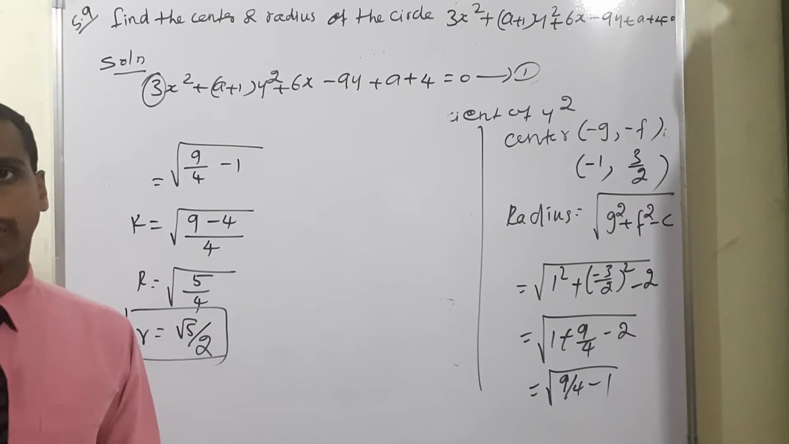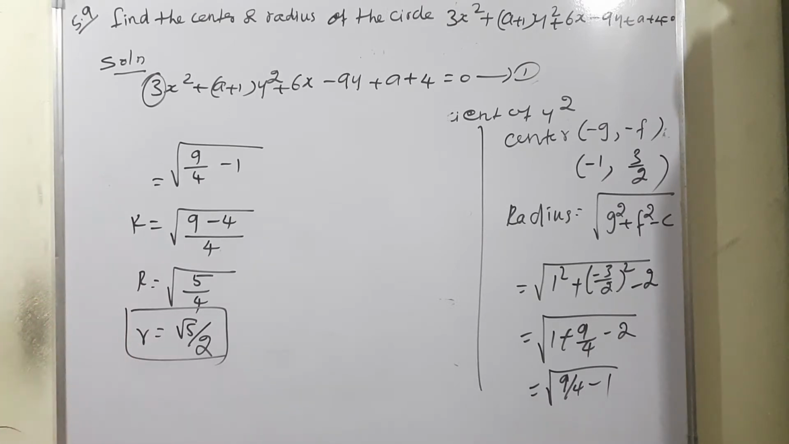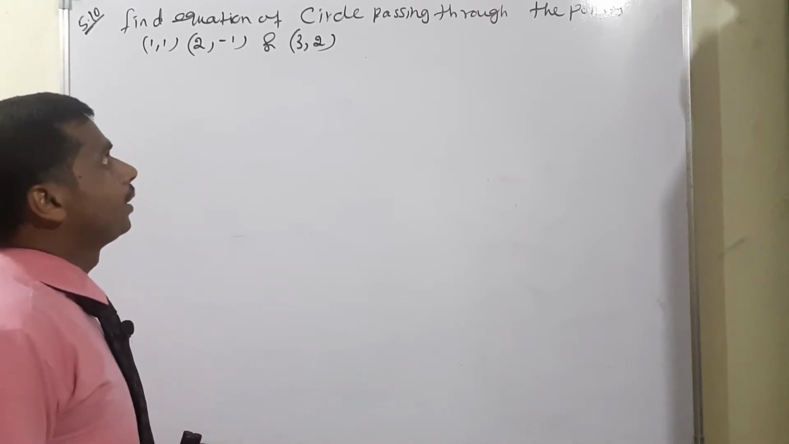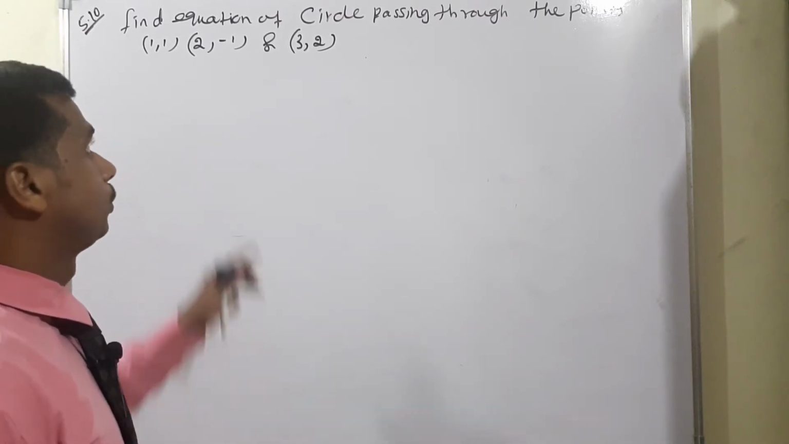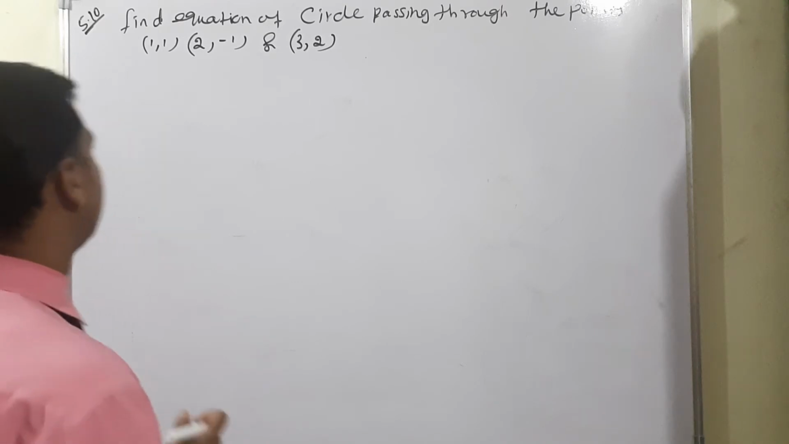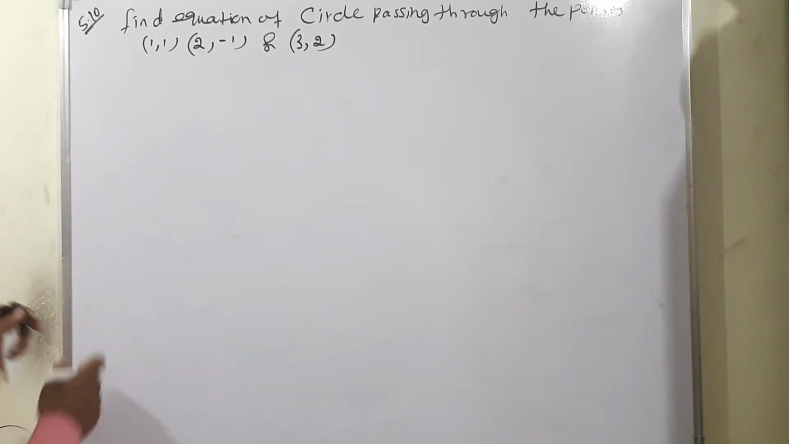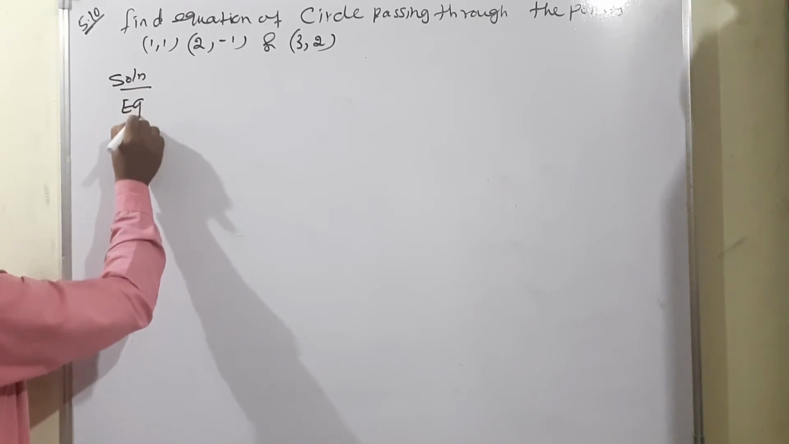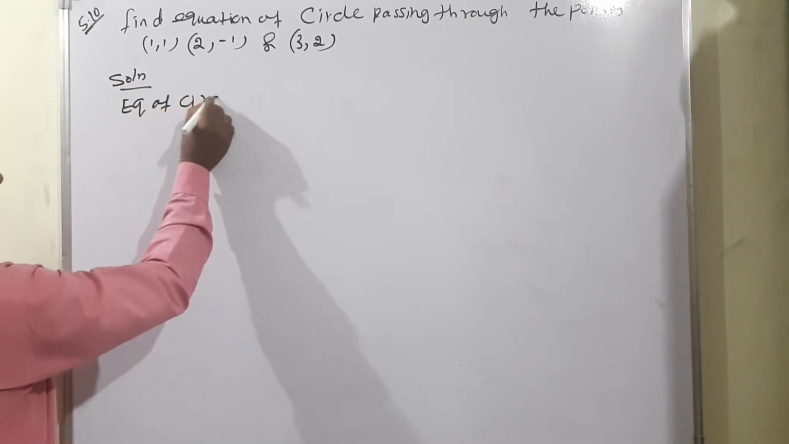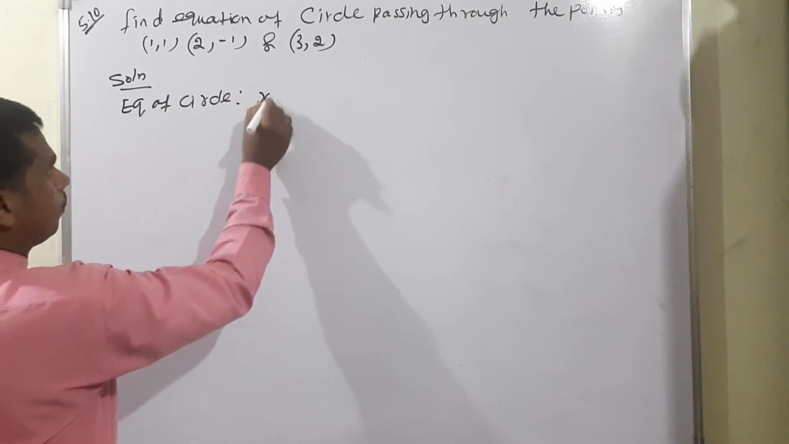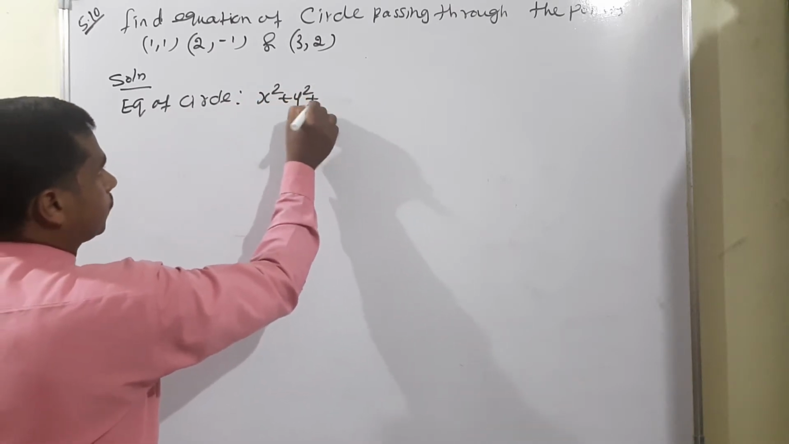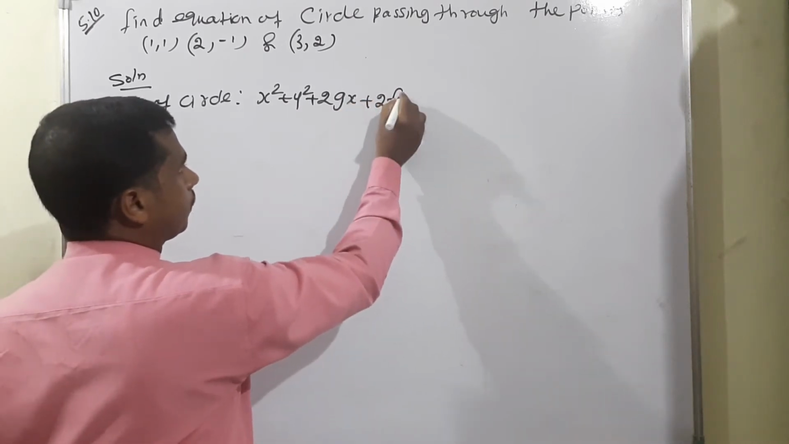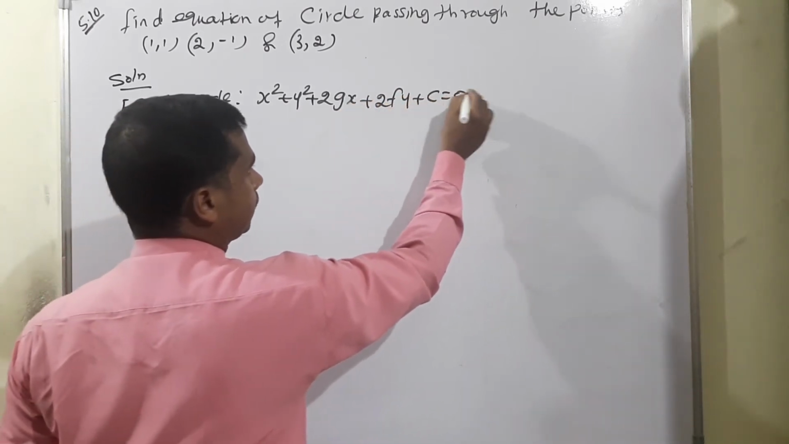Okay. Moving to the next example. Example 5.10: find the equation of the circle passing through 3 points, okay. One of the important 5 mark questions, listen very carefully. Solution. So, the equation of the circle, what is the formula? x square plus y square plus 2gx plus 2fy plus c is equal to 0.